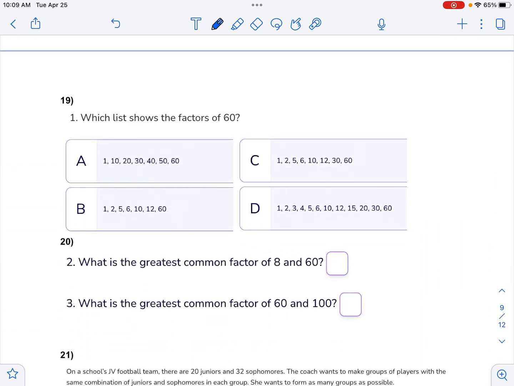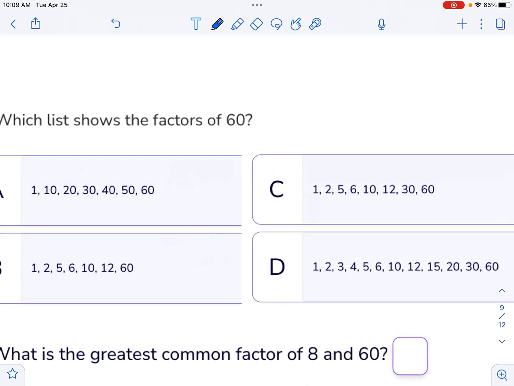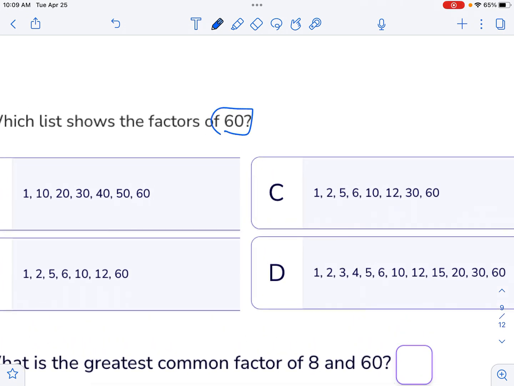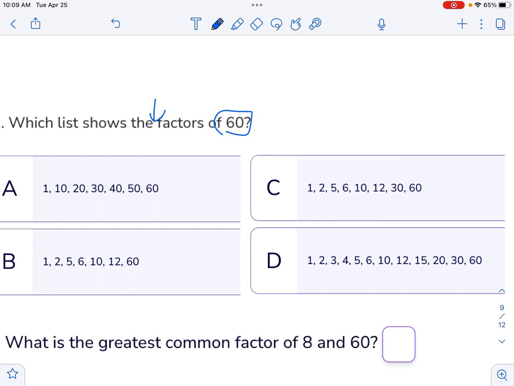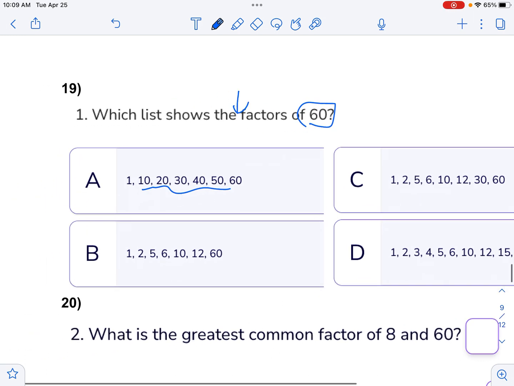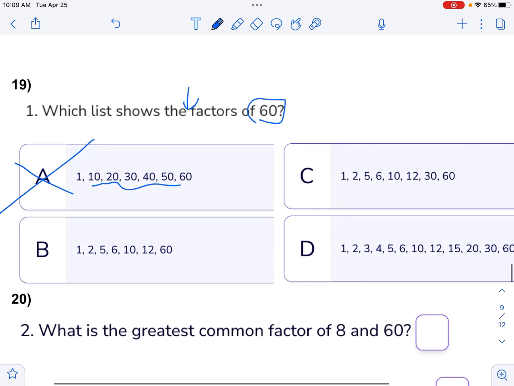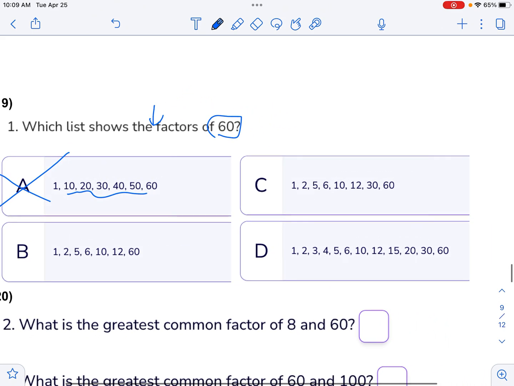Yes, what's next? Which list shows the factors of 60? Now, factors are the smaller numbers, the numbers that make it up, okay? I know there's more than this one, so that one's out. Okay, it can't be that one. There's quite a few that work. Okay, little factor rainbow. So 1 times 60 is 60. 2 times 30, 60. 5 times 12. So those all work. But there's more.